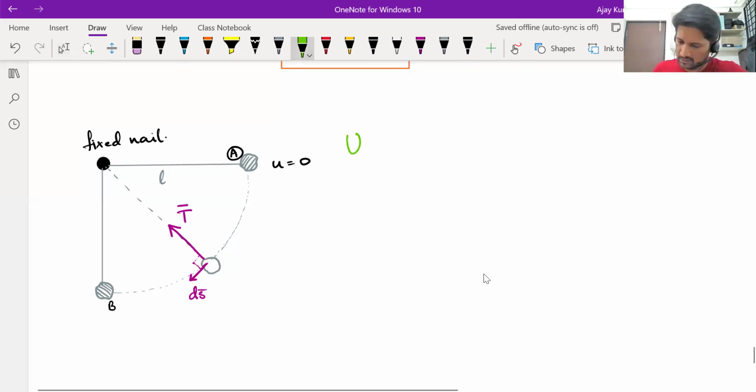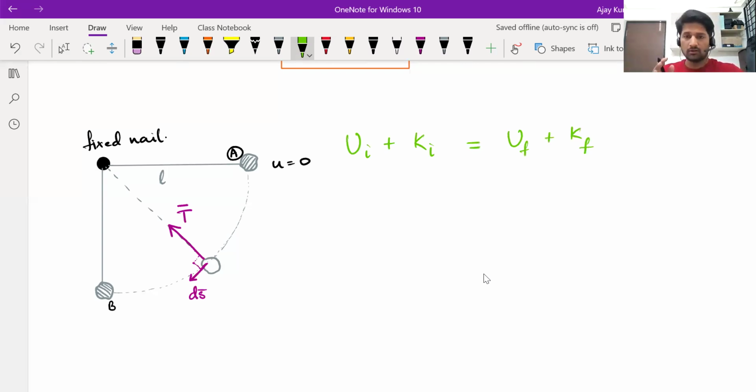How do we apply mechanical energy conservation? Initial potential energy plus initial kinetic energy is final potential energy plus final kinetic energy. Now we are talking about gravitational potential energy. The formula is mgh, after you assign the heights. It's your choice which level you take as 0. I'm going to take the final level as 0. Then the initial height will be L, because it is at a level L above the 0 level.